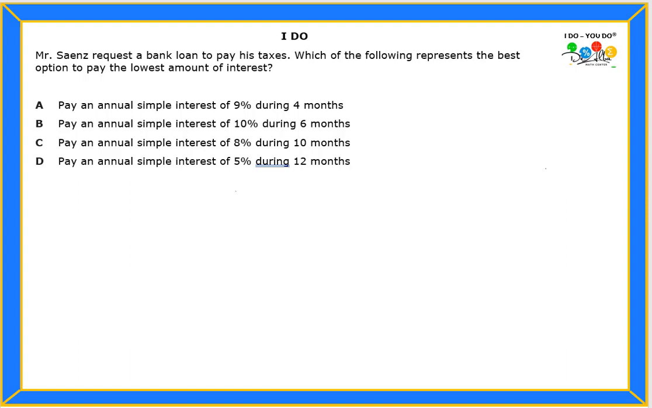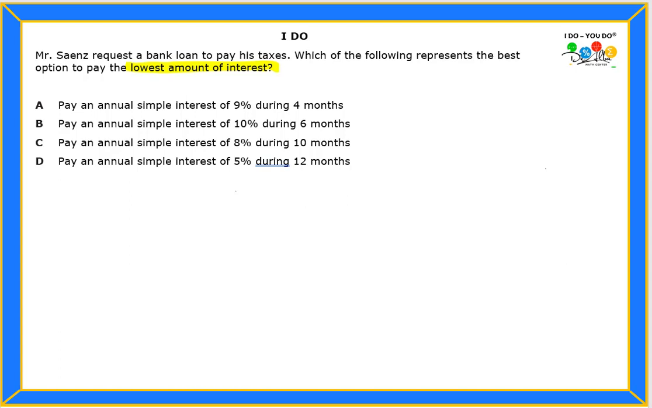And it says, Mr. Science requests a bank loan to pay his taxes. Which of the following represents the best option to pay the lowest amount of interest? Okay, so we're looking for what? Well, we want to find out which one of the options will give him the lowest interest. Is that right? So we have answer choices, right?